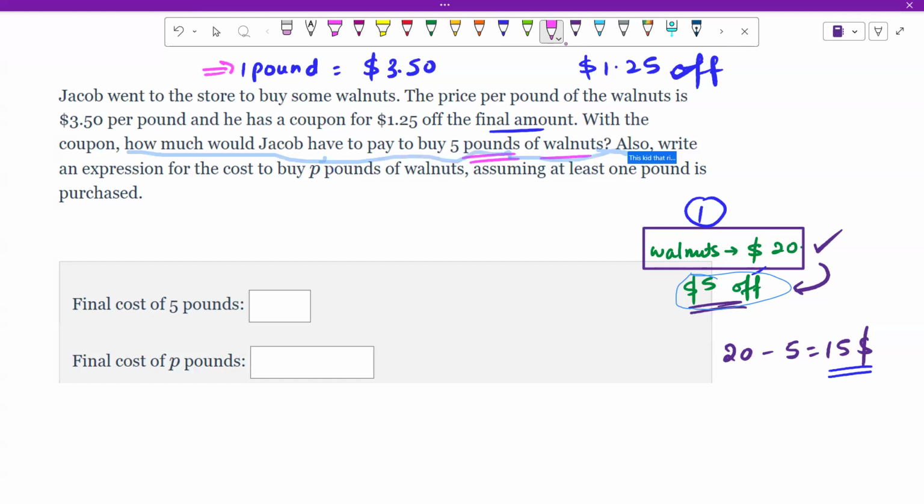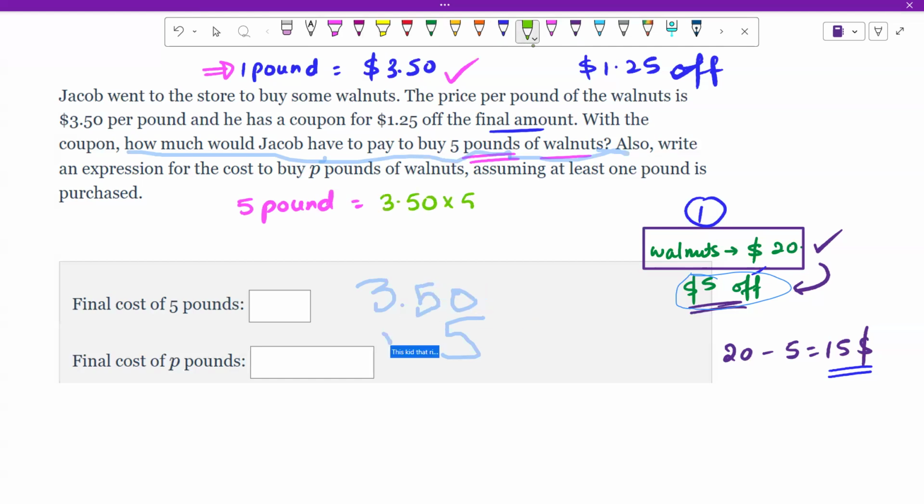So right now it was 1 pound. For 1 pound, he will have to pay this much. For 5 pounds, how much will Jacob have to pay? So it should be 3.50 times 5. Very good. 17.50. So he will have to pay $17.50 for 5 pounds. Very good.